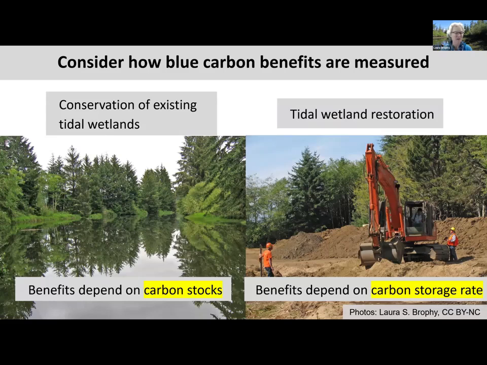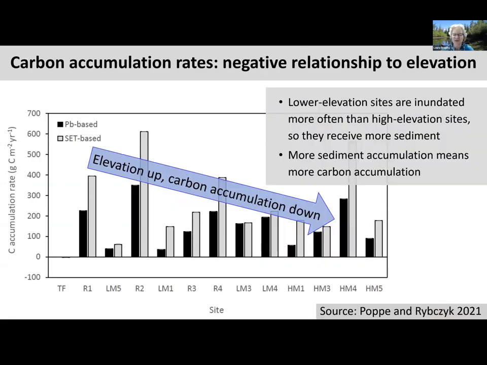As Melissa mentioned, the benefits from that depend on the carbon stocks found in the soil of those wetlands. Or you could store new carbon. You could have a project that stores carbon in the soil, and that would generally be a tidal wetland restoration project. Now, I talked about how carbon stocks are highest in the high marsh and the tidal swamp, but rates of carbon storage are actually higher at low elevations.